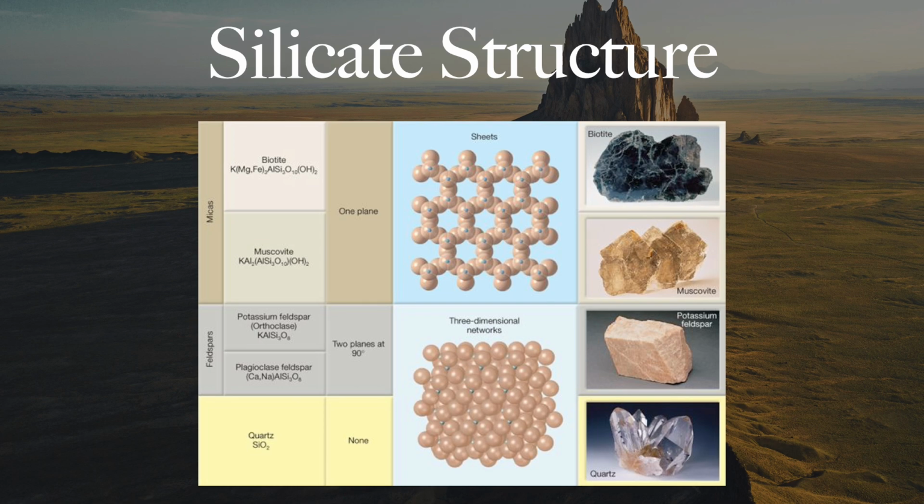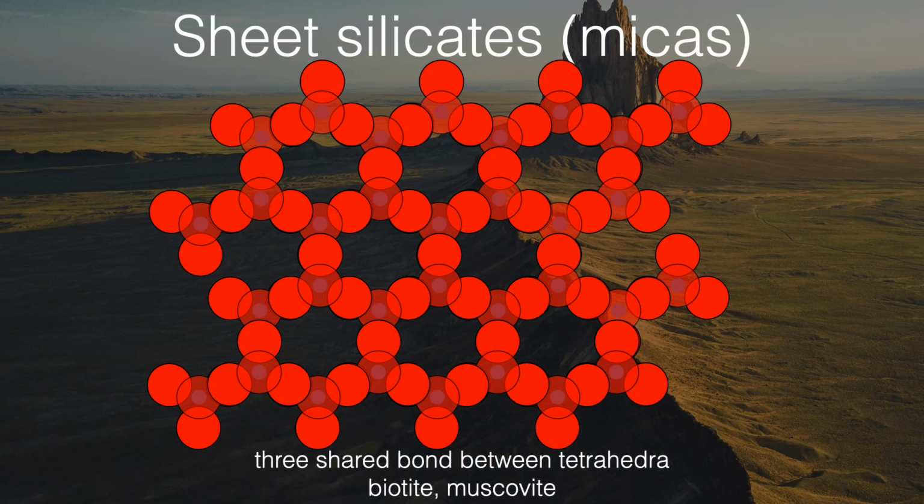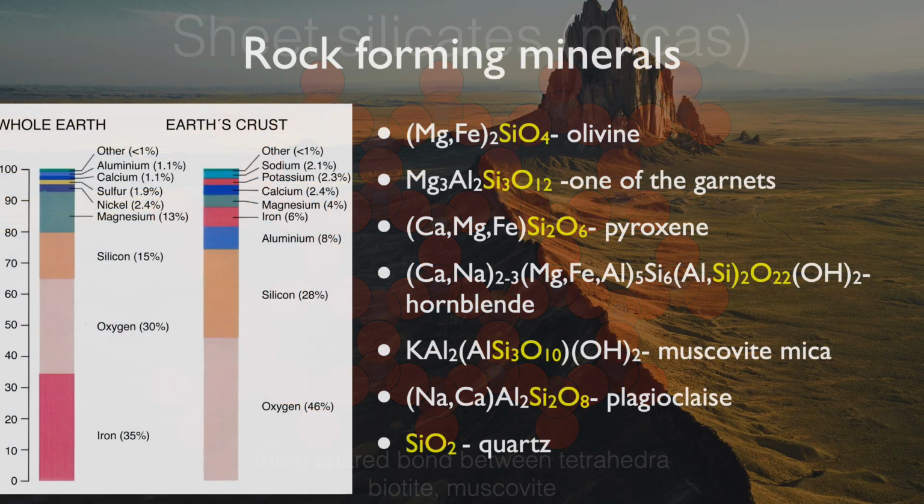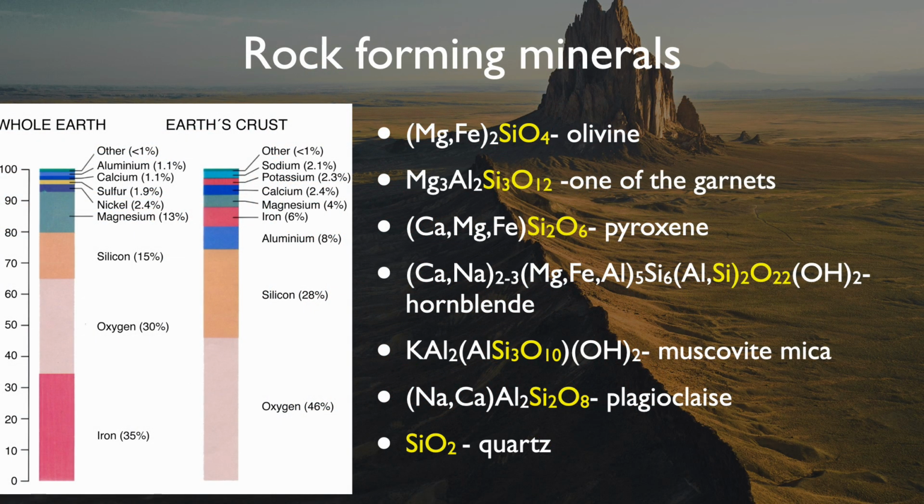So here's a better look at our silicate structures. Here is a diagram showing our sheet silicates, which are our micas. Instead of that double chain, here we have a triple chain, and it continues onward with three shared bonds between tetrahedra. Again, examples are biotite and muscovite. Okay, so if we look at all of our rock-forming minerals, I have a lot of them that we just discussed here, and here are their chemical formulas.